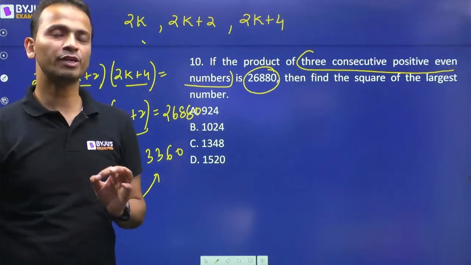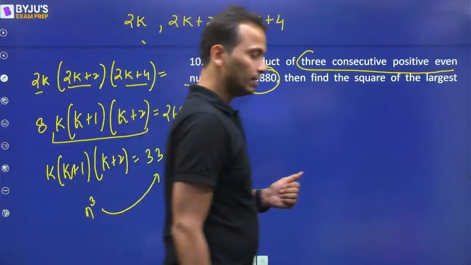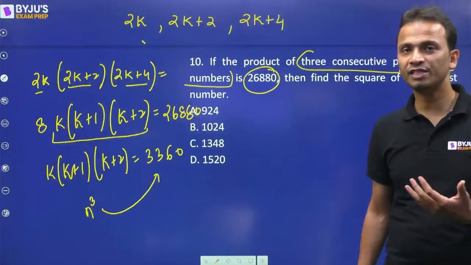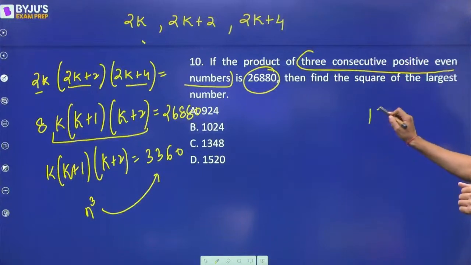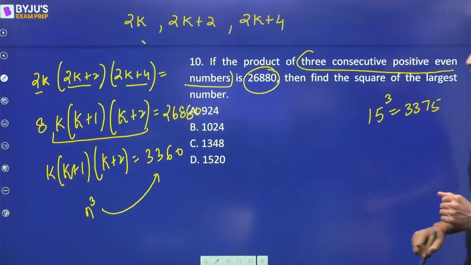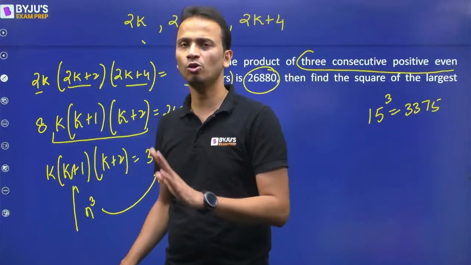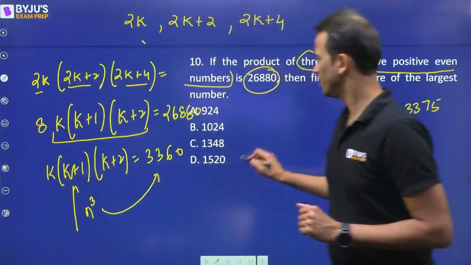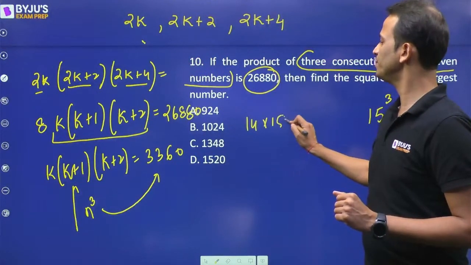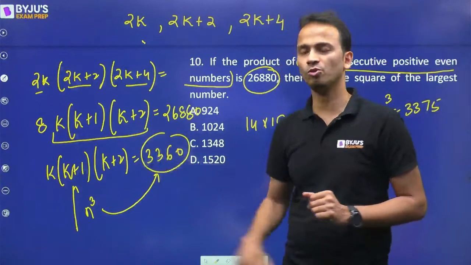Can you tell me a perfect cube which is near to 3360? Now if you remember the cubes up till 15, you'll be able to give the answer. 15 cube is 3375. So I can say that this middle number will be either 15 or 14 or 16. So I'll check if 14 into 15 into 16, if this product is 3360 or not.